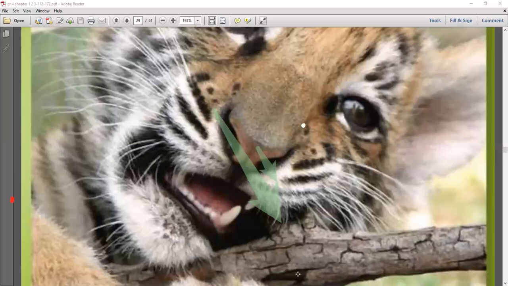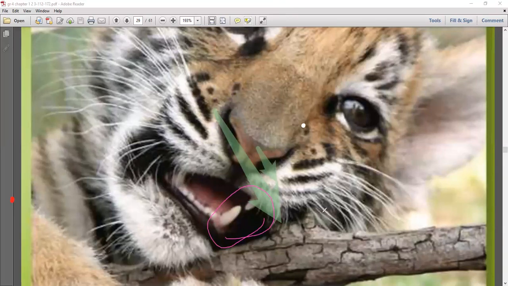Now go to the next page. If you go to the next page, you will see this picture here. This picture is of a small or baby tiger. You see it is starting to eat or scratching the tree with its sharp teeth. The very important feature or physical characteristic, these sharp teeth. How does this animal benefit from these characteristics?